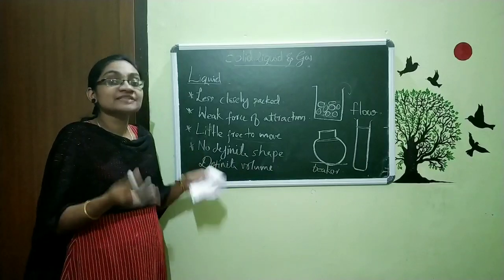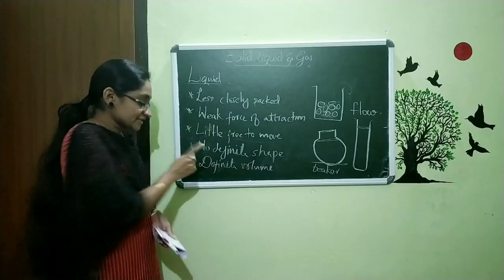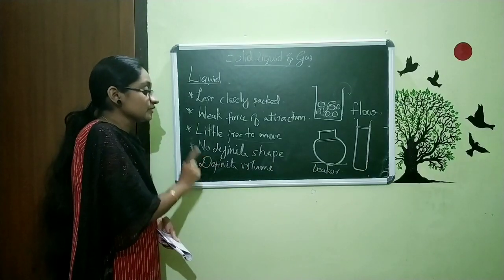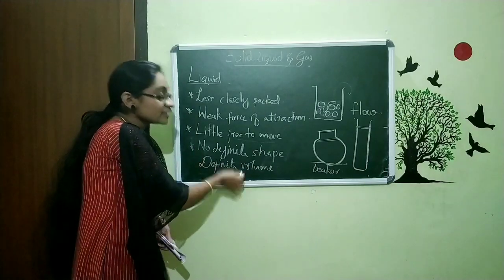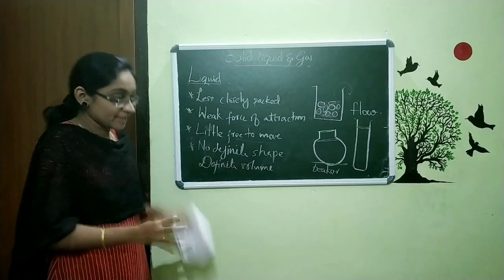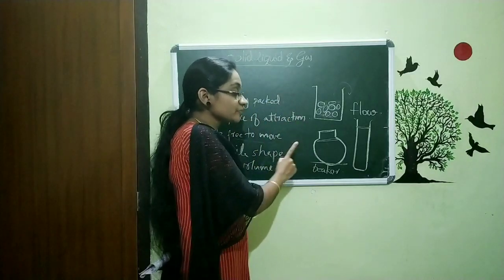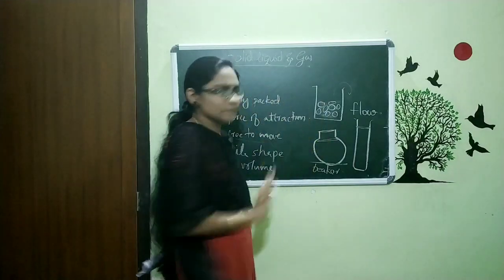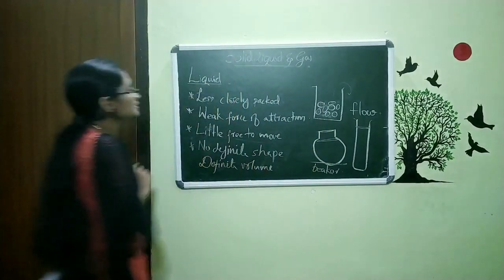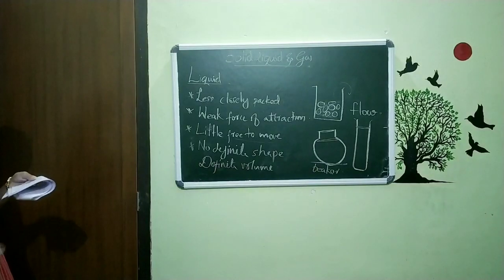It depends upon the shape of the beaker. That is the next point. And also the final point is this, it is having definite volume. Volume is what? The space required to occupy. And for the liquids, it needs the same space for any type of beaker. That is the point. This is all about the liquids.